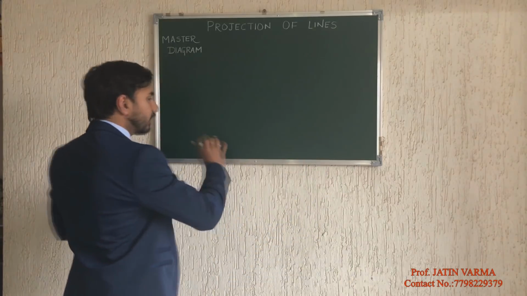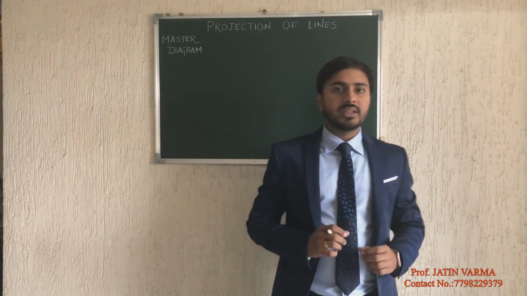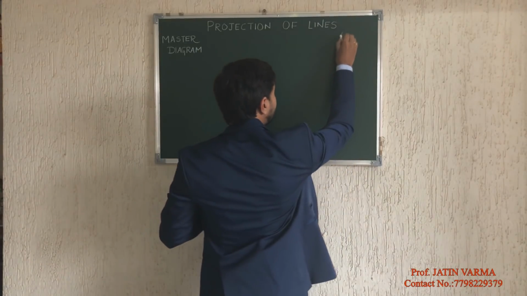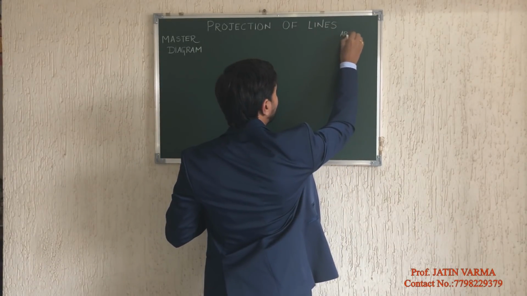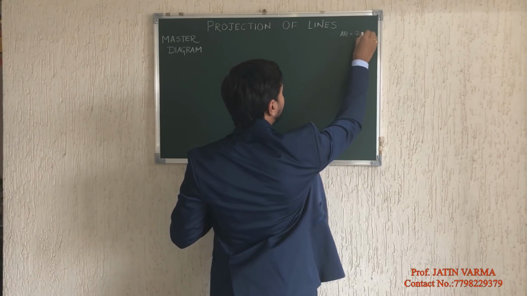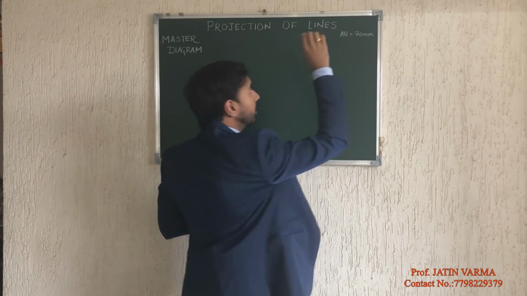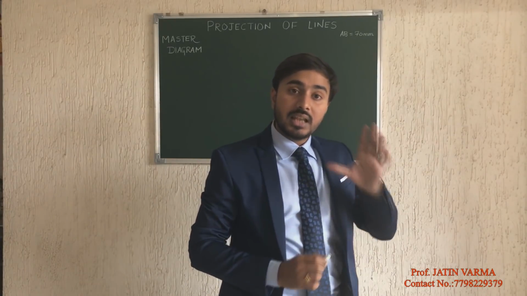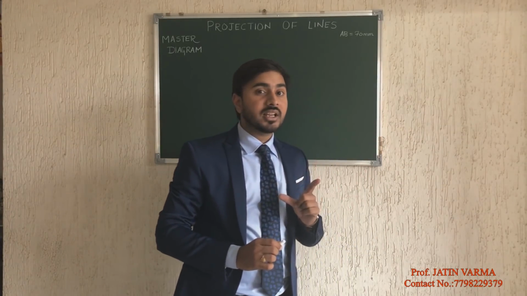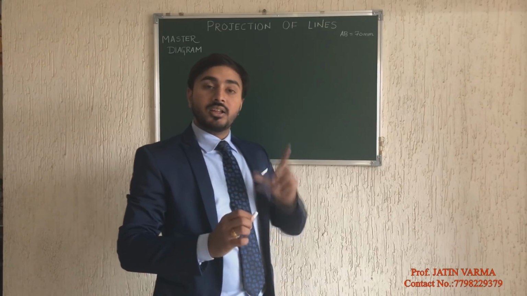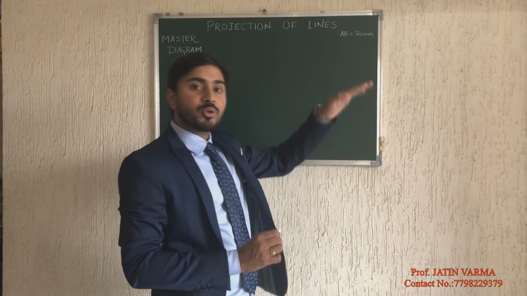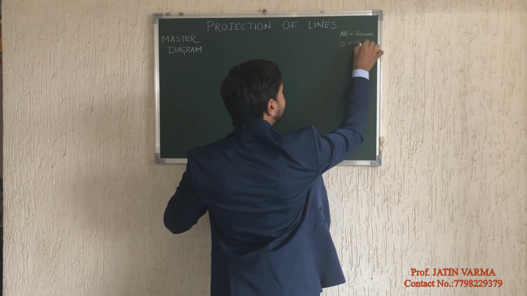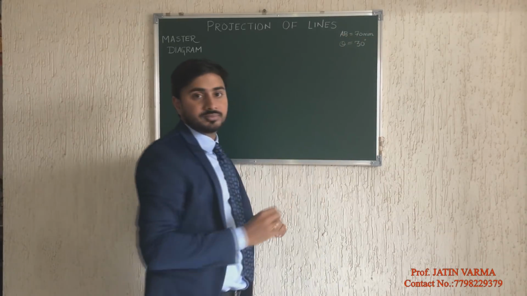Let us understand. Suppose I am having one problem. The problem is I am having one line AB. The true length of it is given as, suppose, 70 mm. Now what is given is that it has some inclination. The line is inclined. So the true length is inclined. The inclination of the true length with respect to the front view I will denote as theta. For instance, I am taking it as 30 degrees.